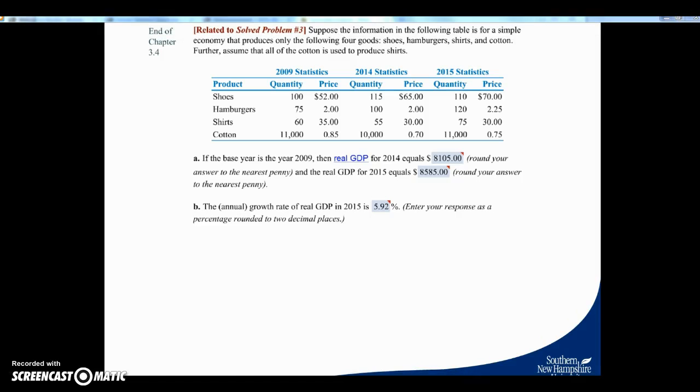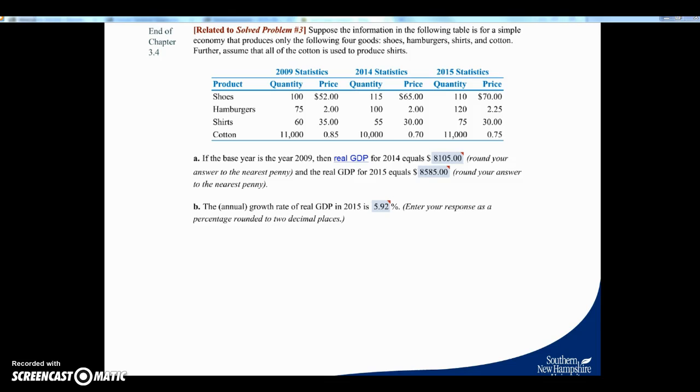We're going to go over the end of chapter 8, number 3.4 question. This is about calculating real GDP. So we have a set of information here in the table about 4 goods that are the only thing this economy produces. So suppose the information in the following table is for a simple economy that produces only the following 4 goods: shoes, hamburgers, shirts, and cotton.